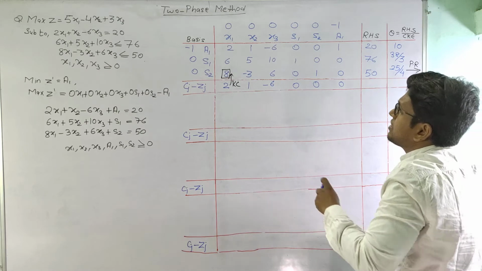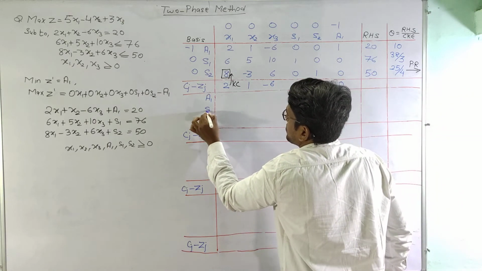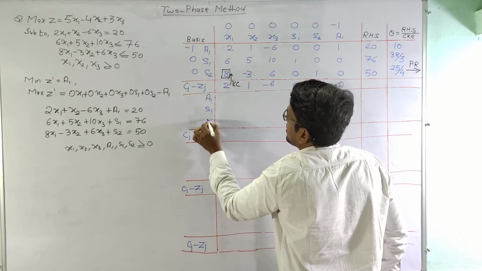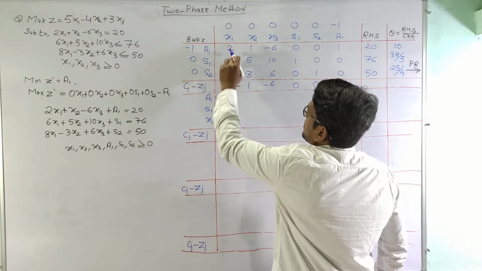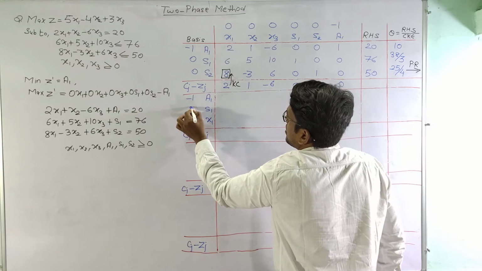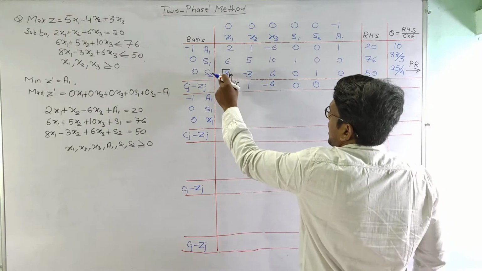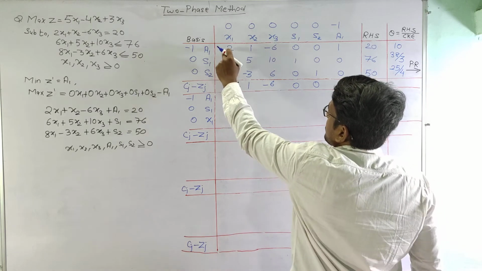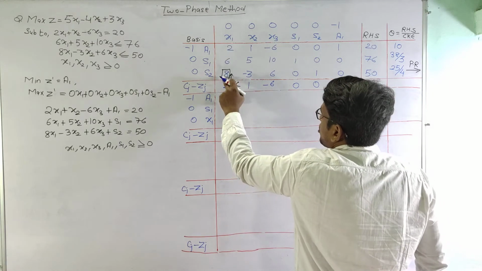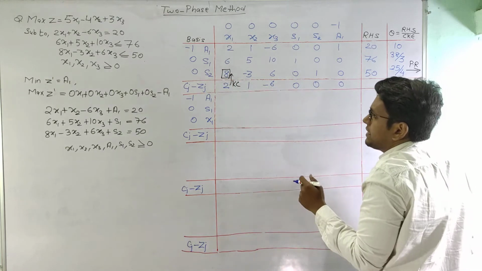So let us write here variable a1, variable s1 and variable x1, because x1 has replaced s2. This will be minus 1, 0, 0. Now we need to make this 1 and the remaining values in the column 0. To make this 1, I will divide row 3 by 8.